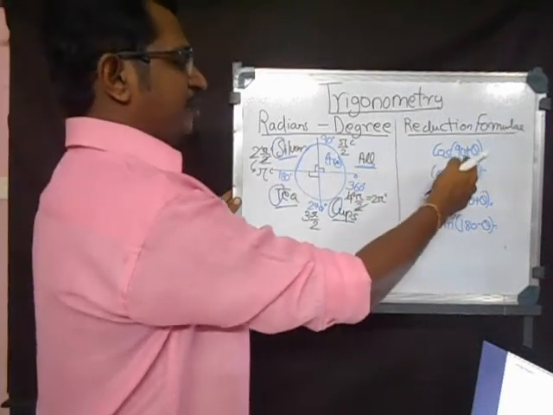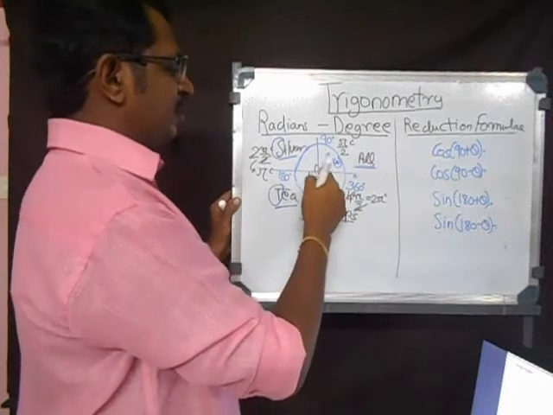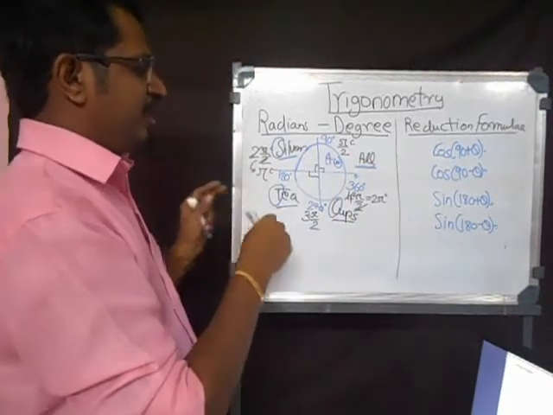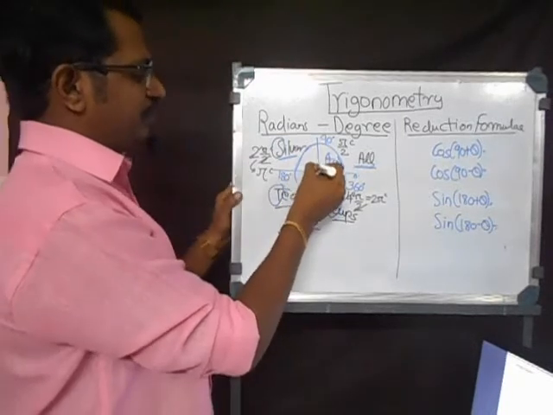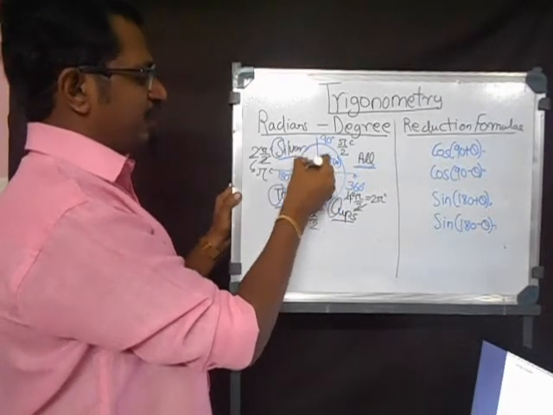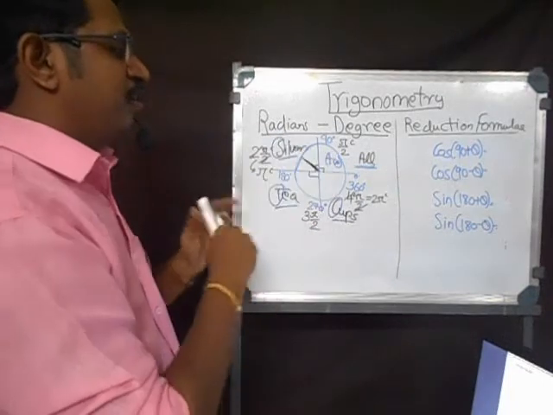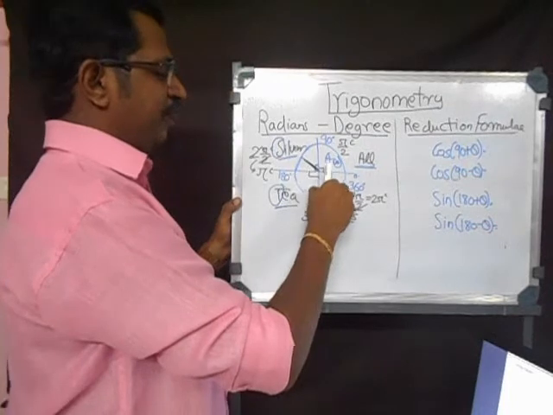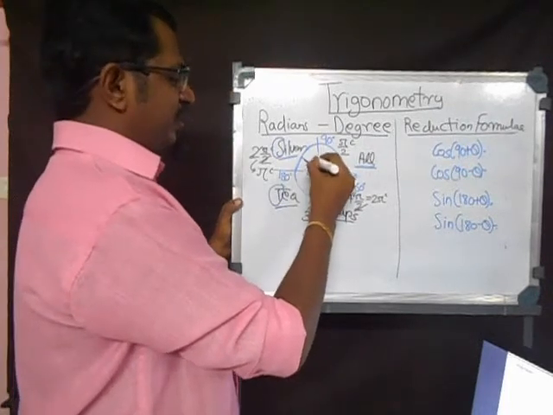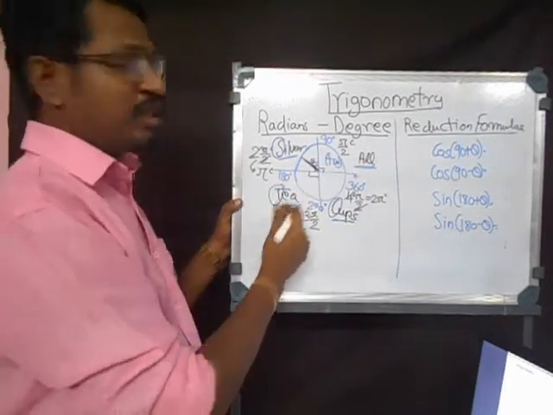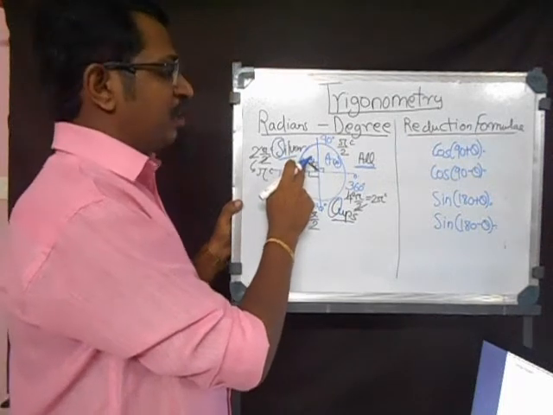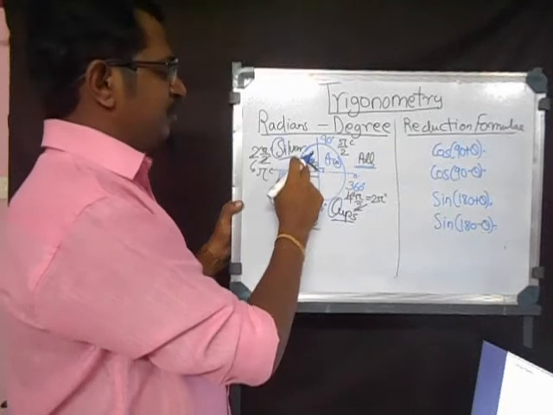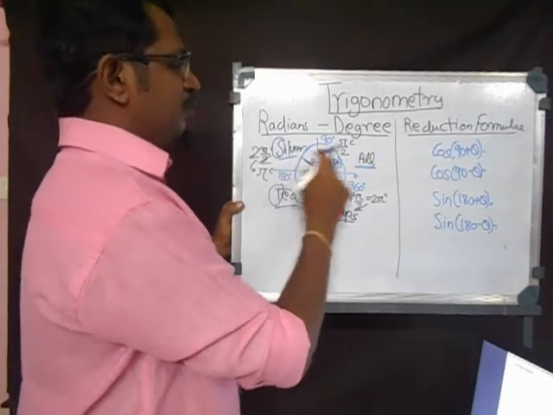Now say cos of 90 plus theta. Surely the angle is 90 and plus theta. It is overshooting. The angle will be somewhere here. That means it is in the second quadrant. Theta is here somewhere and you have crossed 90, so it is in the second quadrant. Now you see cos is negative in this quadrant. So what will you write?